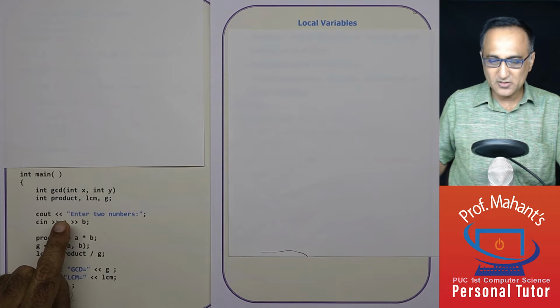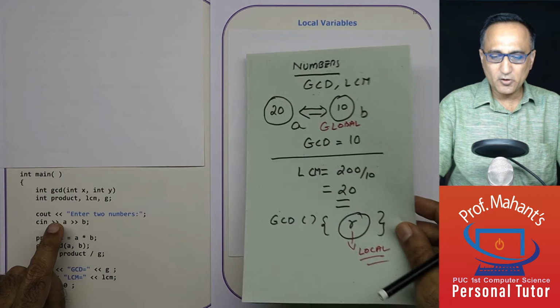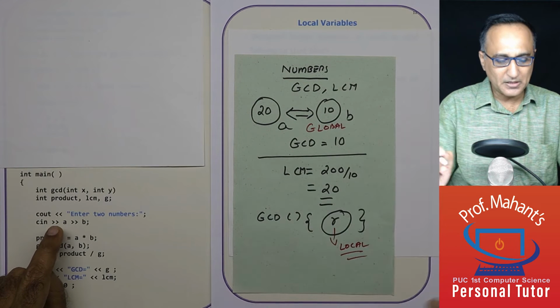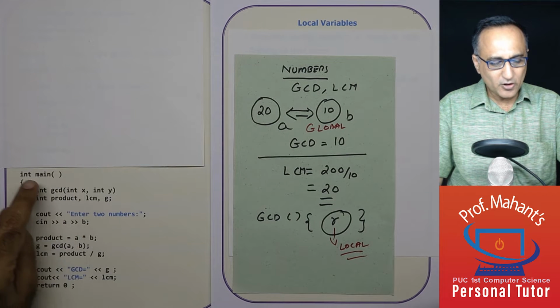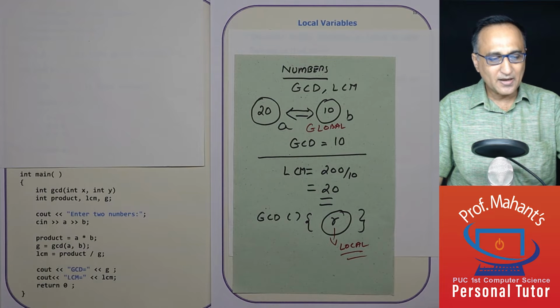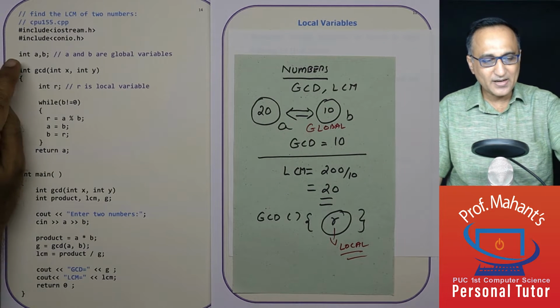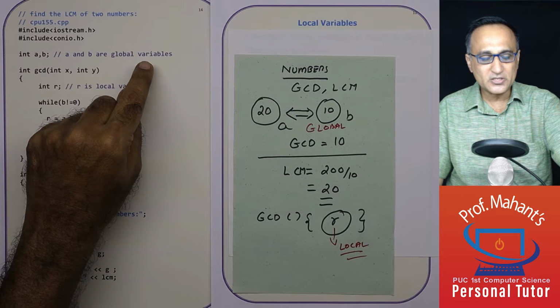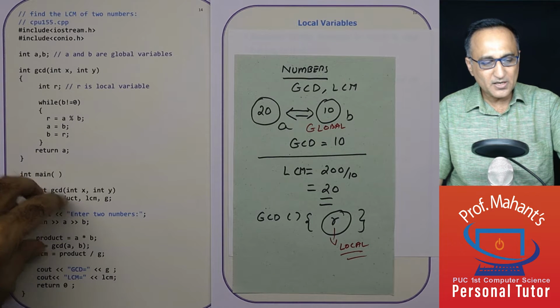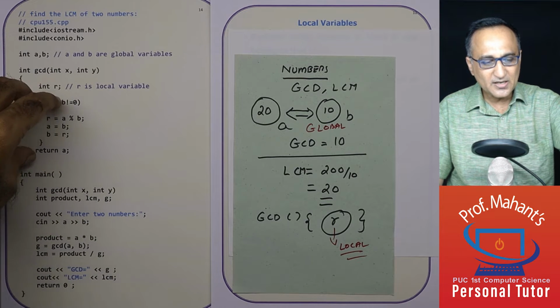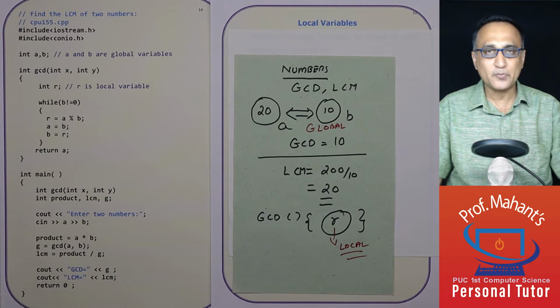Let me ask the user to enter two numbers. Let me call those numbers A and B. If you see, I have not declared A and B within main. I have declared A and B outside main, at the very top. These A and B are therefore known as global variables, because they are not declared within main nor within GCD. They are like a public tab, available to any function in this program.